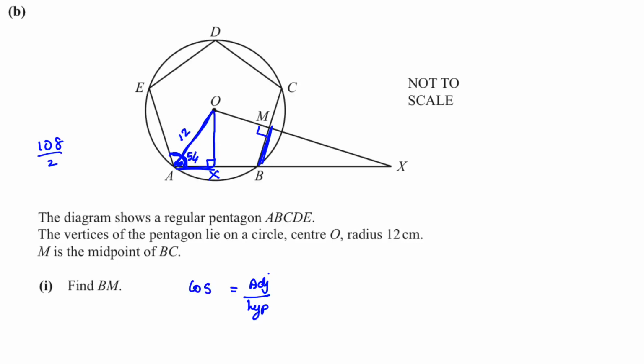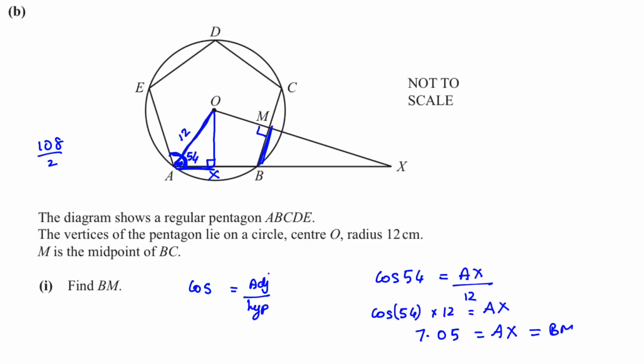So, cos 54 is equal to AX over 12. Cos 54 times 12 is AX, and that will give us 7.05, rounded to 2 decimal places. We already know that AX is equal to BM. So the side BM is 7.05.